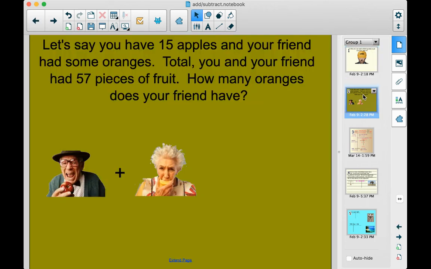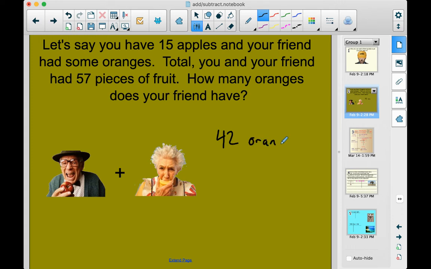So we'll start out with an example of the kind of thinking that we need to have. Let's say you have 15 apples and your friend had some oranges. In total, you and your friend have 57 pieces of fruit. How many oranges does your friend have? So take a minute, think about that, and then resume the video and see what you got. Okay, hopefully you came up with the number 42. 42 oranges would be the number of oranges that your friend had.